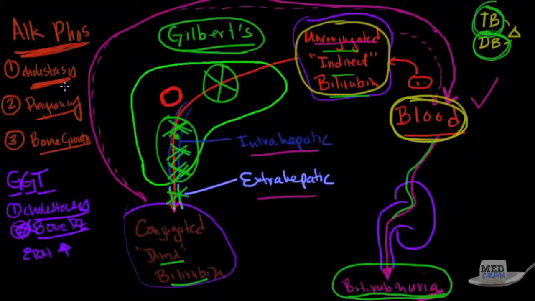Okay, so with this background, in the next lecture, we're going to talk about the type of patterns that you would see in actual diseases. We're going to talk about acute hepatitis, chronic hepatitis, and cholestatic liver disease.